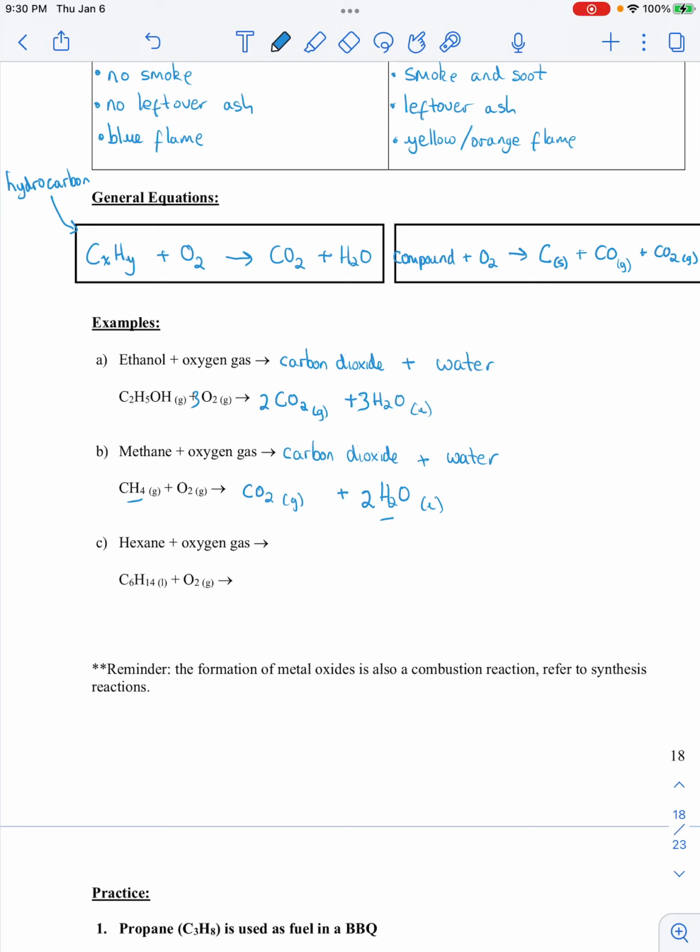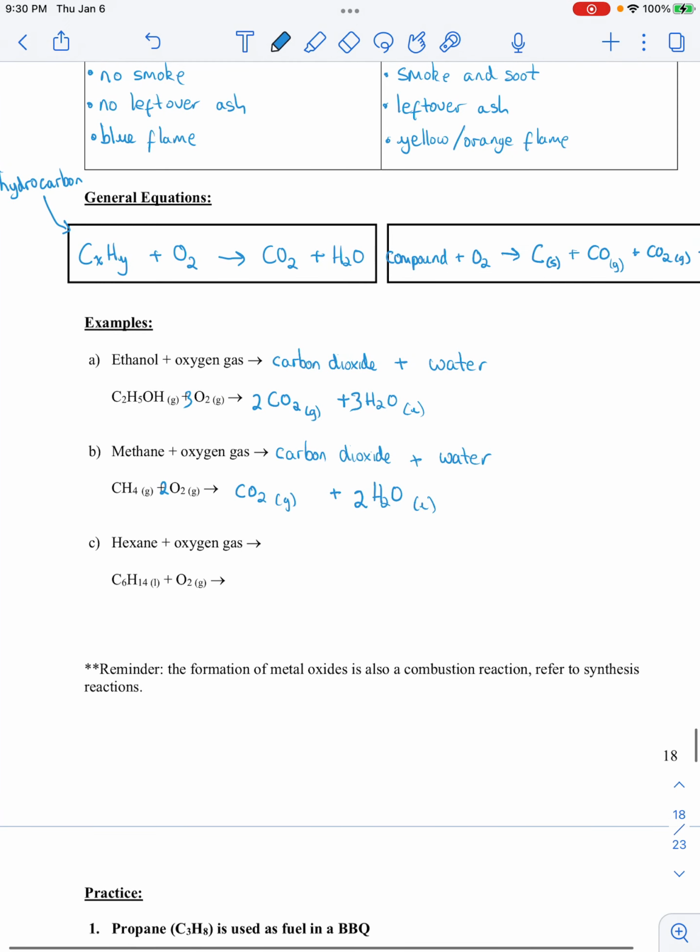And then my oxygens. On my left side, I've got 2, and on my right side, I've got 2 plus 2 is 4. So I can put a 2 there to balance that, and 4 oxygens. And that's balanced.